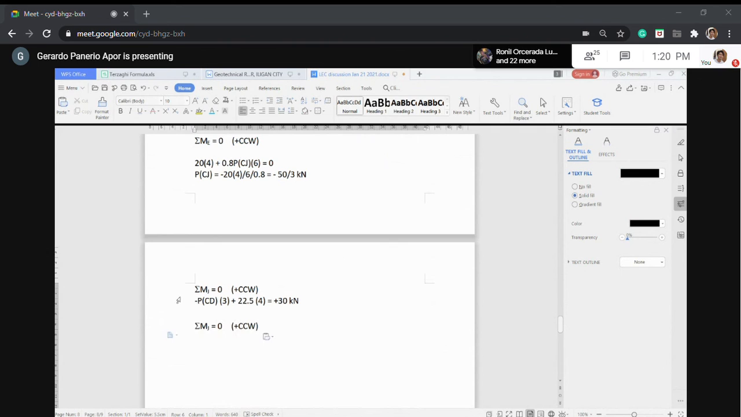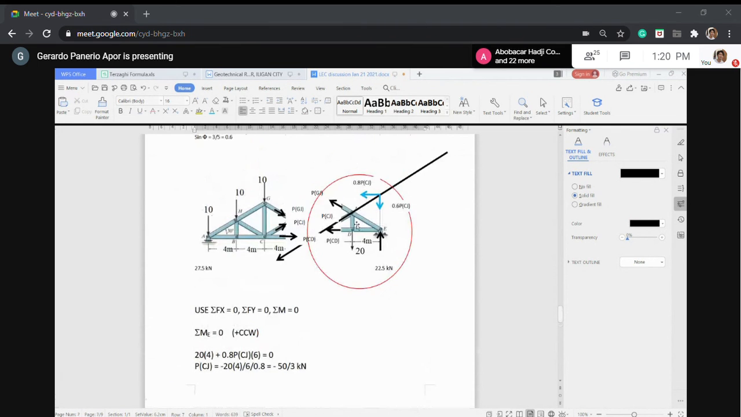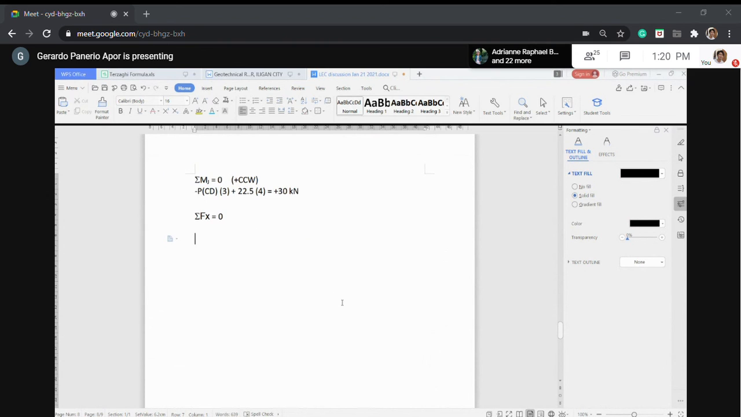Okay, summation of forces in X is equal to 0. Since these are forces, we just say positive to the right. Now, if we go back to the figure, JJ is directed going to the left, so the horizontal component of that, which is 0.8 times P JJ, is minus.